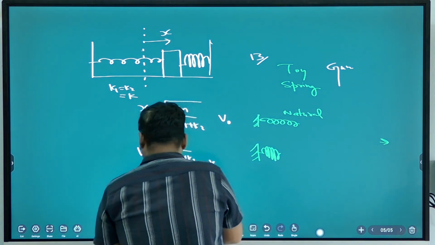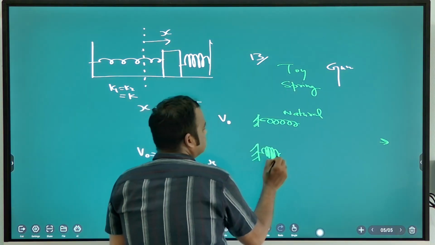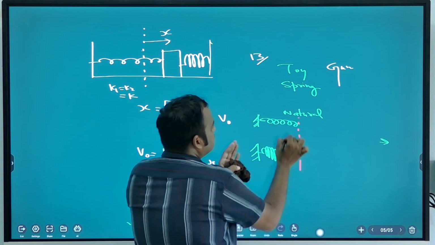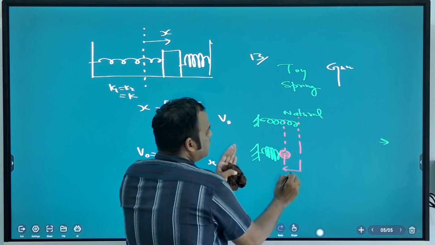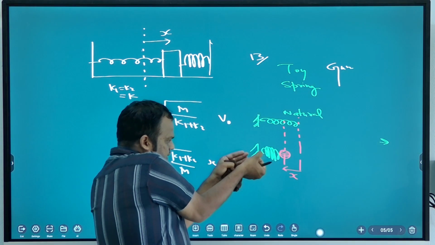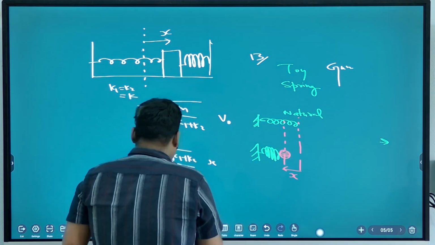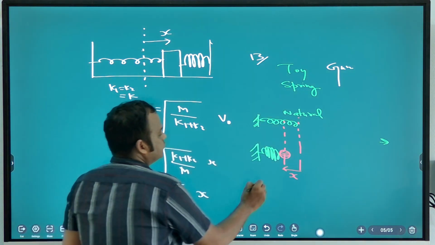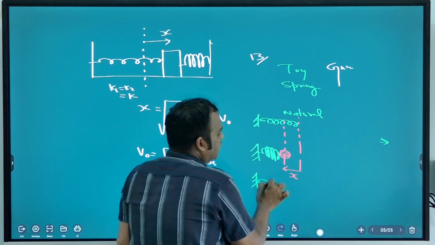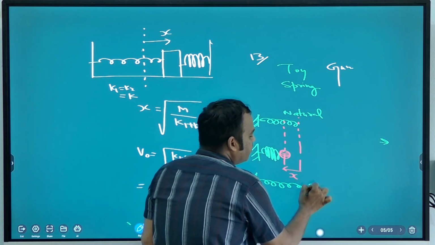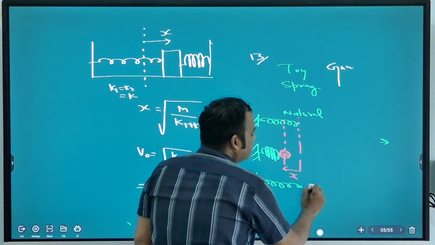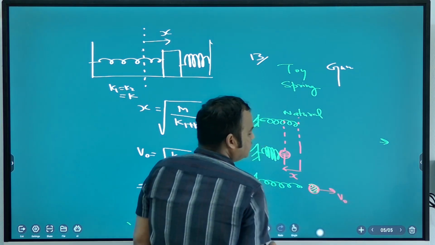Now put some ball here. What is the compression in the spring? x. You hold the ball like this and release it. So what will happen? The spring will push the ball to the right side. Again the spring will become natural state and the ball is no longer at rest. The ball will move with velocity v naught.